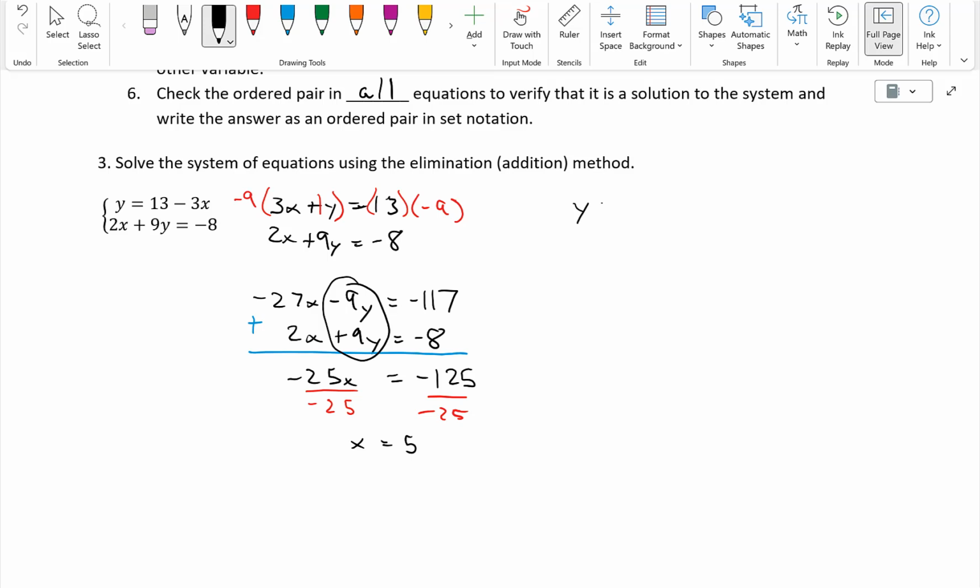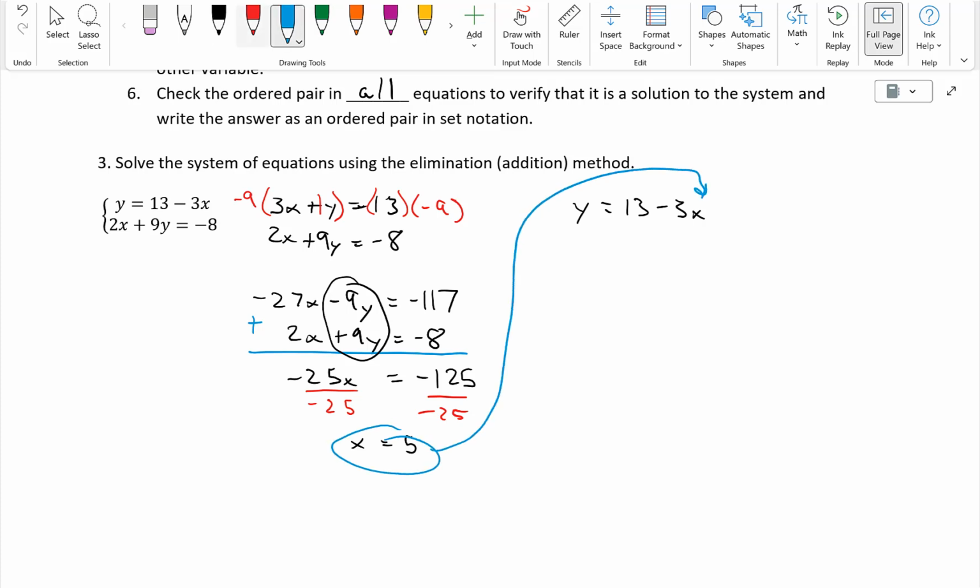But the first one in this case is solved for y already, 13 minus 3x. So I'm going to take that 5 that I found. I'm going to substitute it in for x over there. And we're going to say y is equal to 13 minus 3 times 5. And so when I do that subtraction again, I get 13 minus 15, or negative 2.